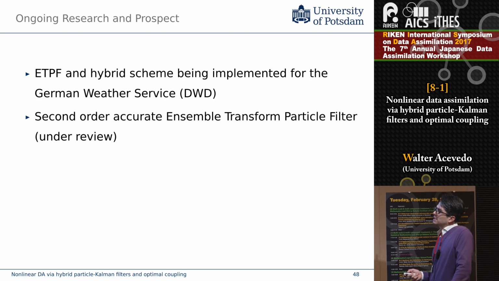We also have tested some new ideas on adding new constraints to the particle filter. For example, following the ideas of Lee and Bickel, we can make the ensemble transform filter more consistent with the second moment, so an exact second moment, which we think, as it is under review, gives faster convergence. And that's something very interesting.